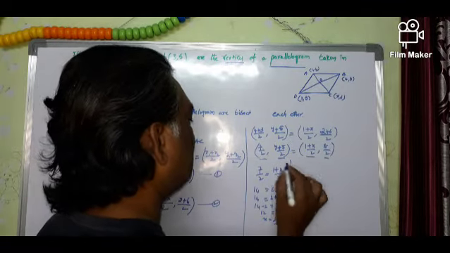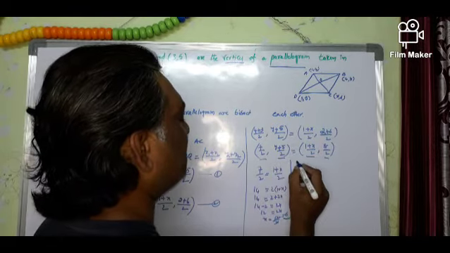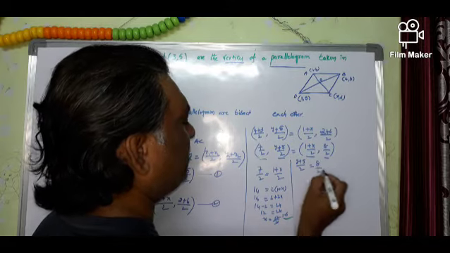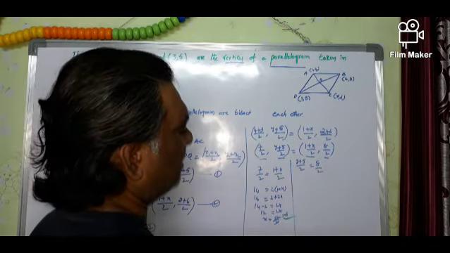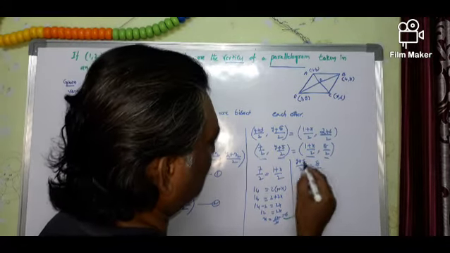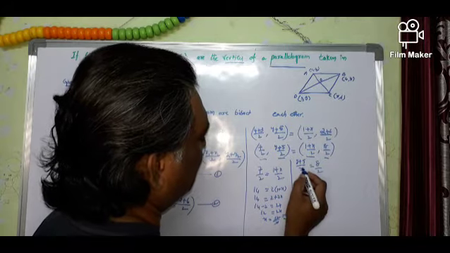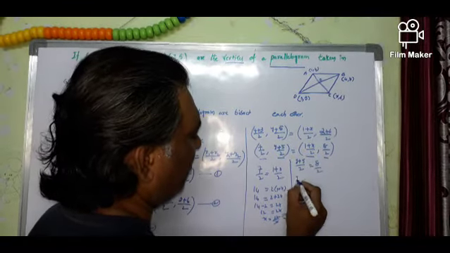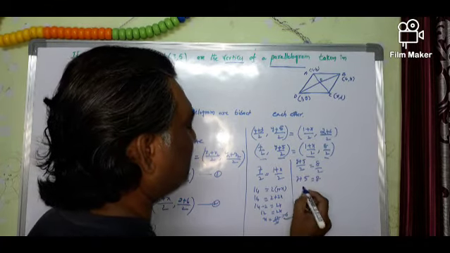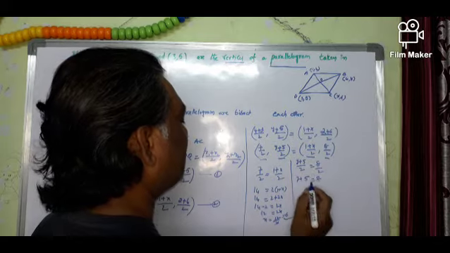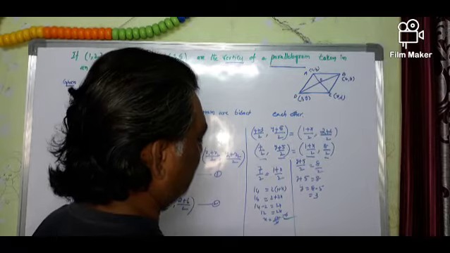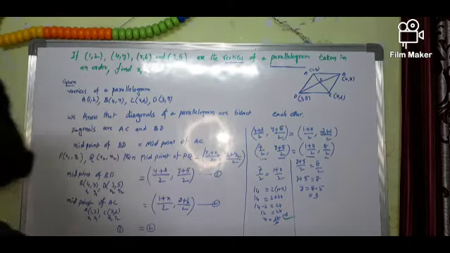Next, comparing y coordinates: (y plus 5) by 2 is equal to 8 by 2. Cross multiplying, actually 2 is cancelled. y plus 5 is equal to 8. Plus 5 transposes to the right side. y is equal to 8 minus 5, that is equal to 3.